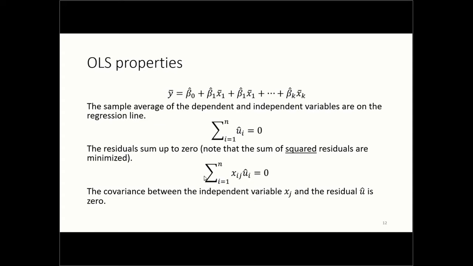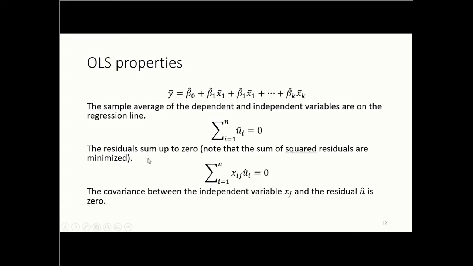So what are some of the desirable properties of these OLS estimators? The first one is that the sample average of the dependent and independent variables is on the regression line. So here we have y bar, that's the average of the dependent variable, and x1 bar and x2 bar, and so on. These are actually the independent variables that we have here.